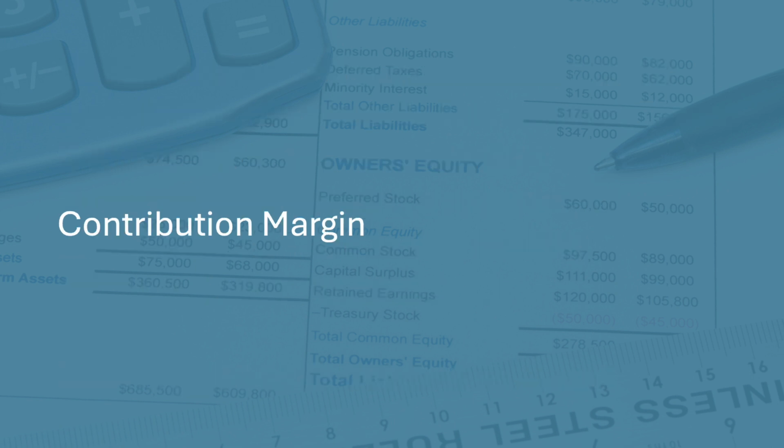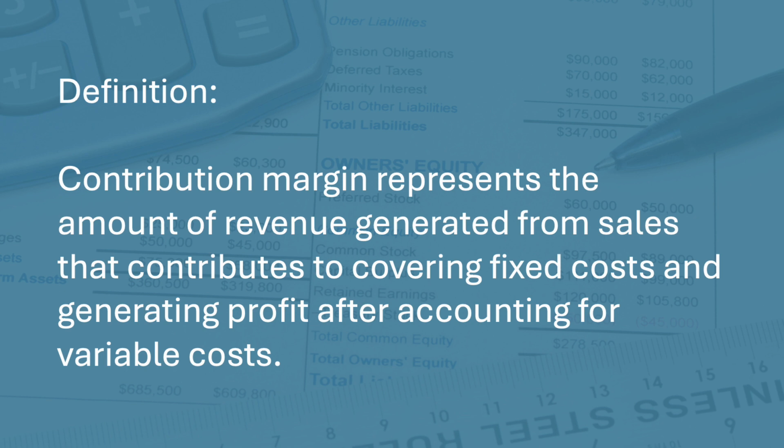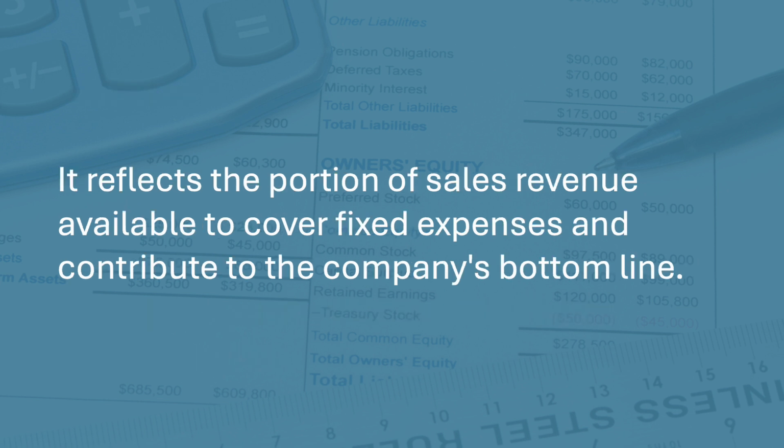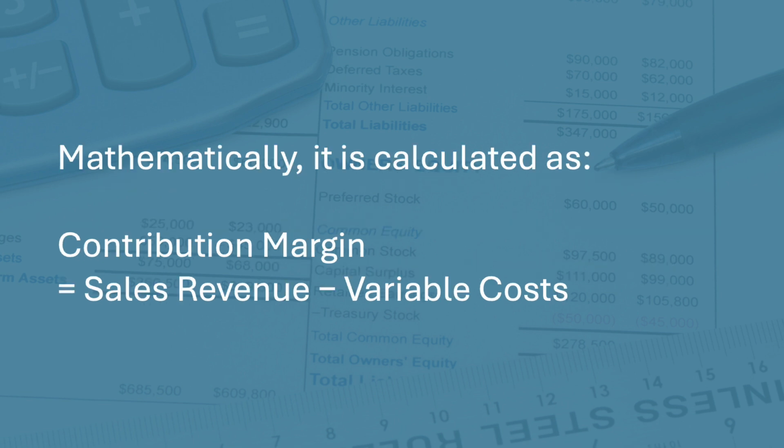Contribution margin. Definition. Contribution margin represents the amount of revenue generated from sales that contributes to covering fixed costs and generating profit after accounting for variable costs. It reflects the portion of sales revenue available to cover fixed expenses and contribute to the company's bottom line. Mathematically, it is calculated as contribution margin equals sales revenue minus variable costs.